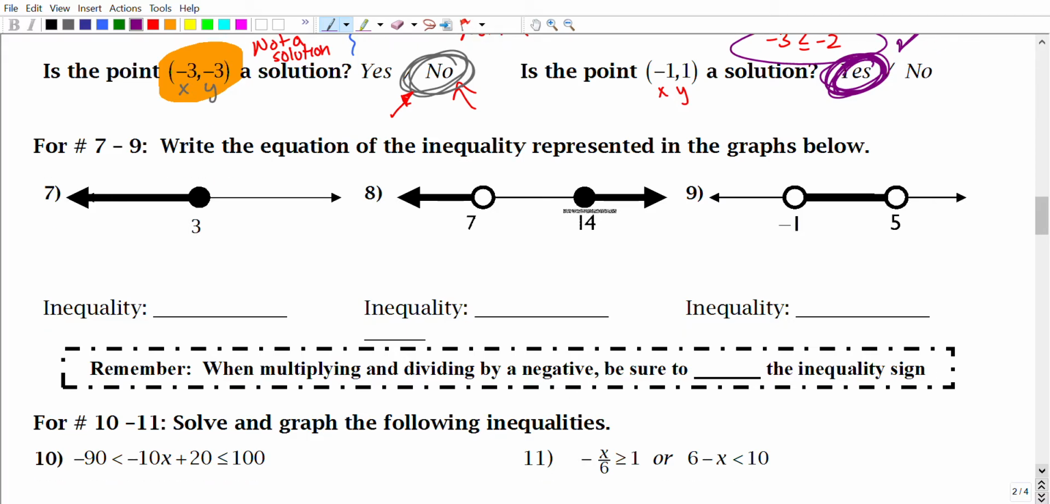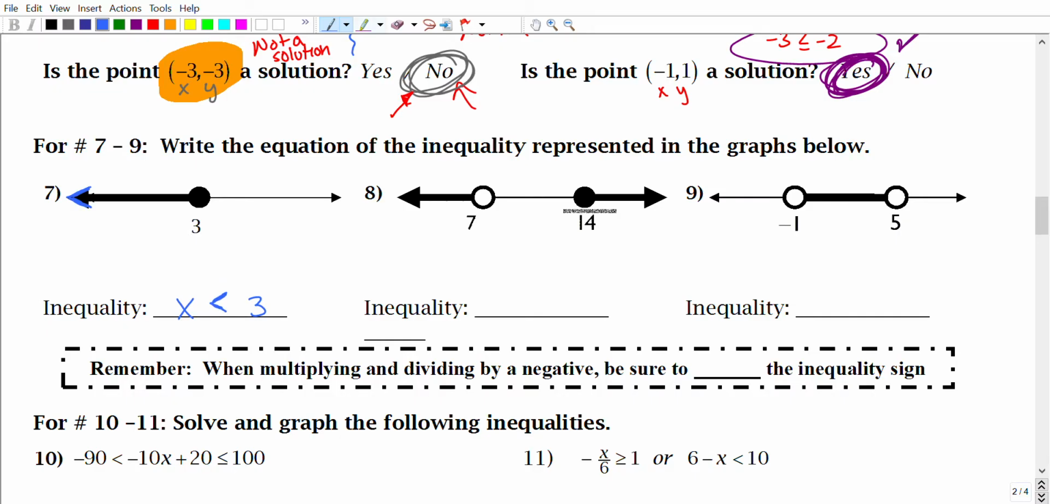Now the rest of this is more so a review of the first few sections of chapter 4. So let's go ahead and recap a little bit on how to do those, and we will be finished with today's lesson. So number 7, we have an inequality and it's being shaded to the left. Okay, so I'm going to write down my x and my 3 just like I always do. Now this is going to the left, meaning we have a less than symbol.